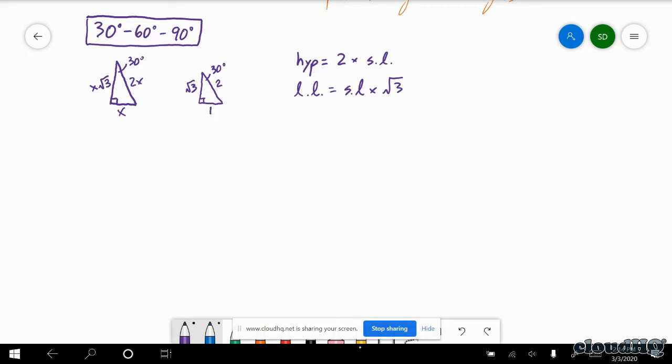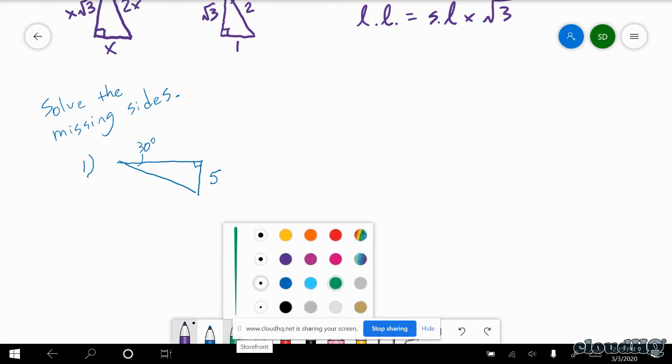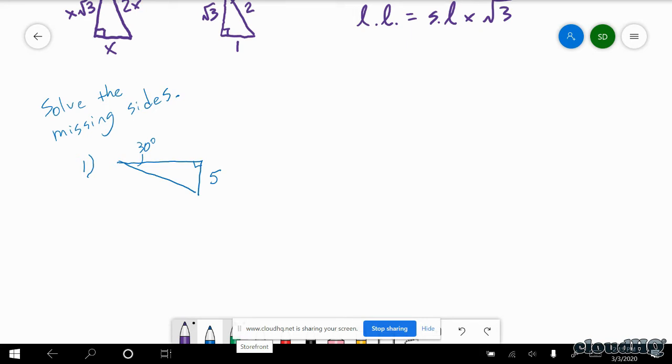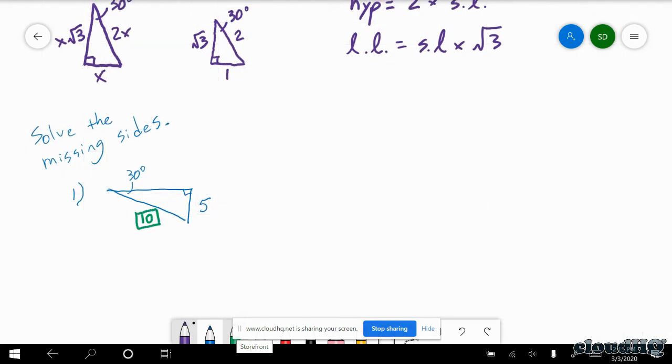Let's go ahead and apply it to a couple problems. Solve the missing sides. Okay, we'll go an easy one. Okay, we've got that side of 5. What would the hypotenuse be? Hypotenuse 10. So it's twice as long as the short leg. What would the long leg be? 5 square roots of 3.